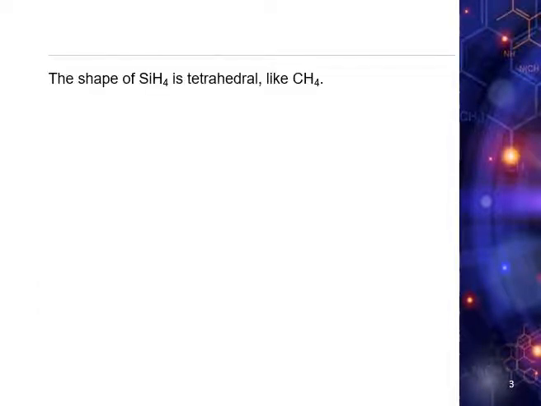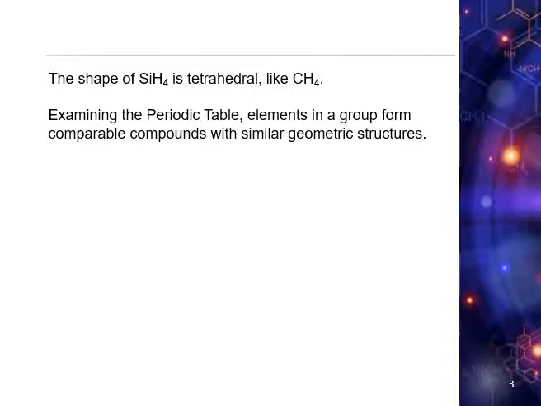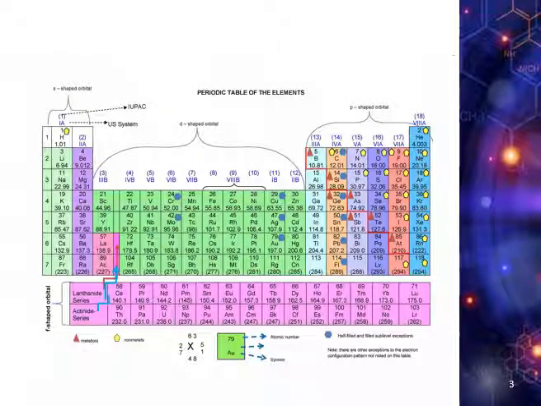Example 1 continued. The shape of silicon hydride is tetrahedral, like CH4. Examining the periodic table, elements in a group form comparable compounds with similar geometric structures. If you look at the periodic table, carbon and silicon are in the same group. They have 4 electrons in their outer shell. They make tetrahedral compounds with hydrogen.